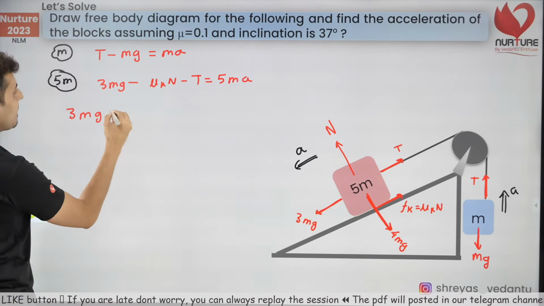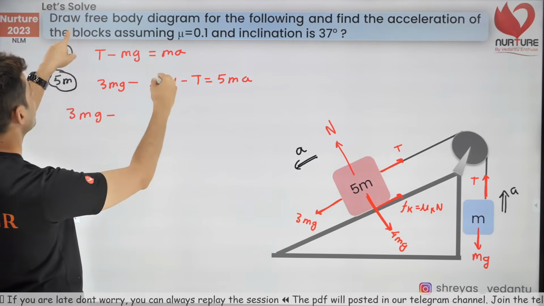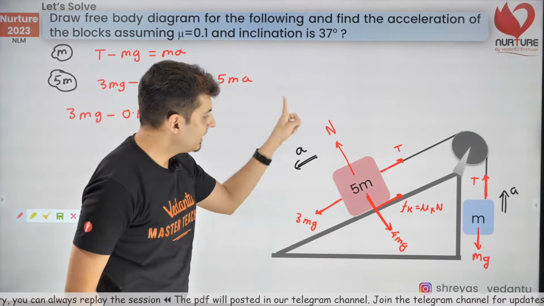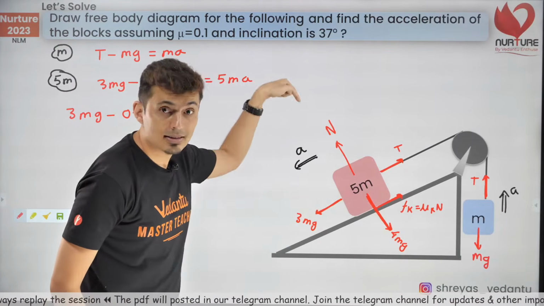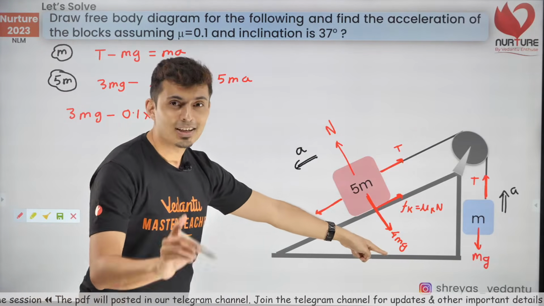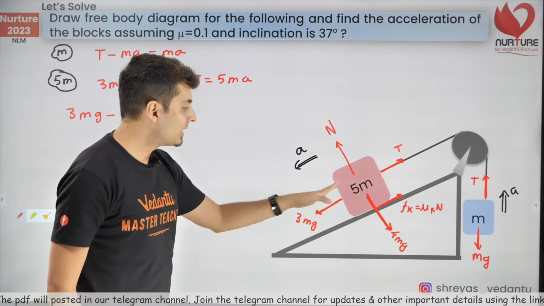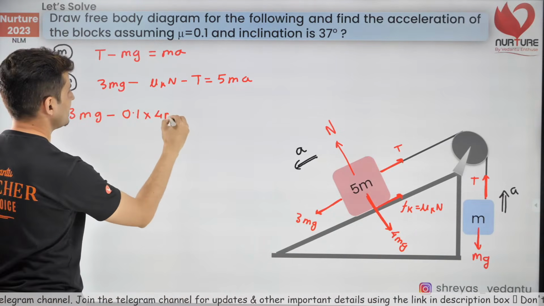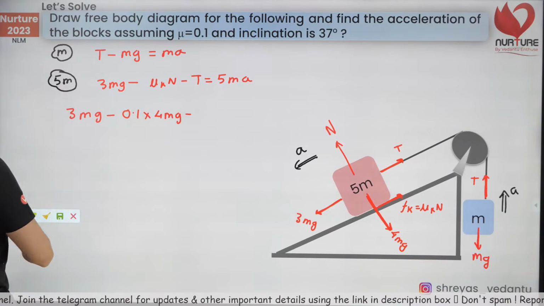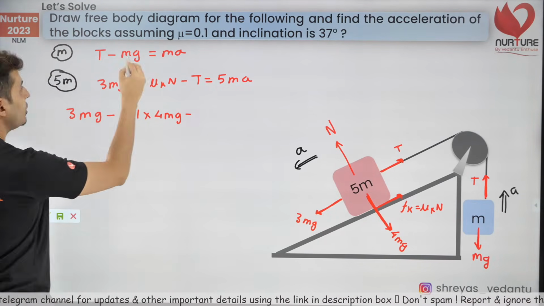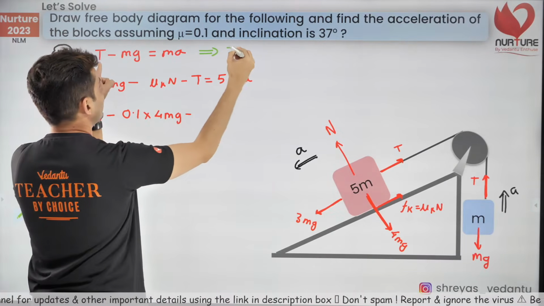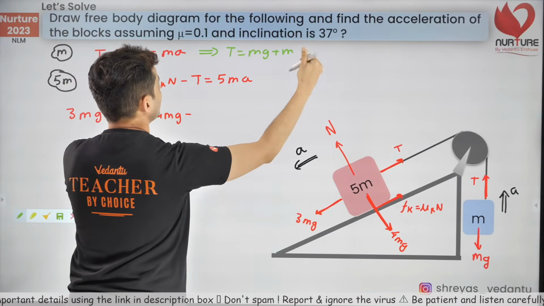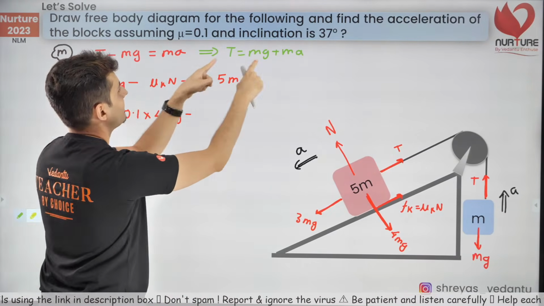So 3mg minus, what is mu_k? Mu_k is 0.1. What is normal? The normal will be 4mg. You can see that in this direction. Normal is 4mg. So that's the best thing. When you split it initially only, it becomes easy to solve. So normal is nothing but 4mg. Now minus tension. See, from the above equation, you will immediately see that tension is mg plus ma. Correct?